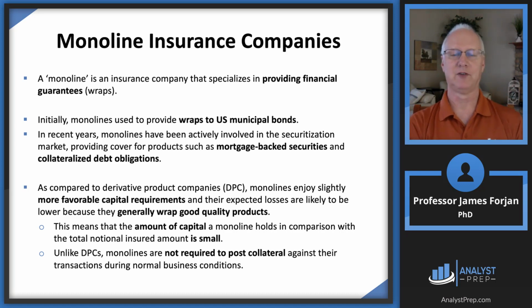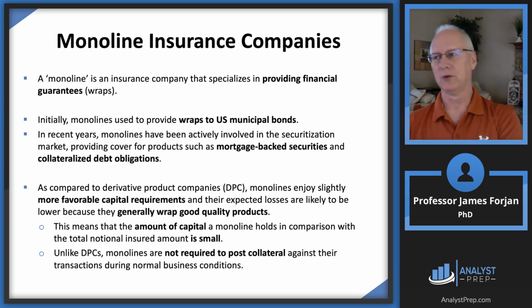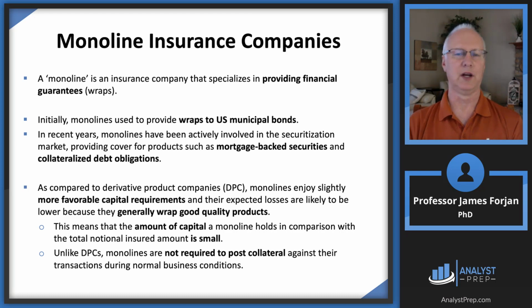Well, instead of just specializing in something small like golf outings, these monoline insurance companies specialize in providing guarantees. Initially, this goes back to, I think, the early 1970s, when a municipality wanted to issue bonds. They went to the market, and the bondholder said, sure, we'll lend you the money, but we'll charge you 10% yield to maturity. Let's just suppose that's a high yield in those days.